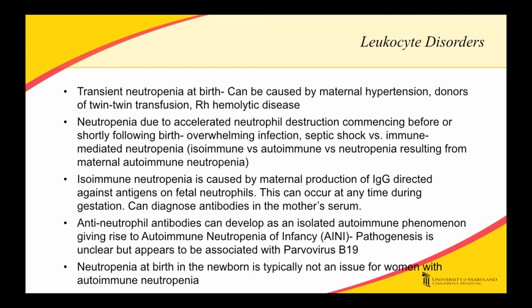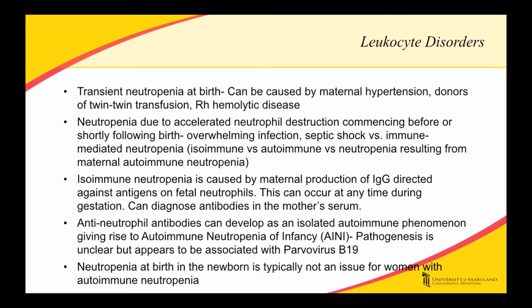This can also be called autoimmune neutropenia of infancy. It's unclear how that one develops, but it is related to parvo B19. So parvo B19 attacks your red cells, but it also can cause a neutropenia. And neutropenia at birth in the newborn is typically not an issue for women with autoimmune neutropenia. So remember the autoimmune maternal platelets, doesn't seem to be the correlation with white cells.